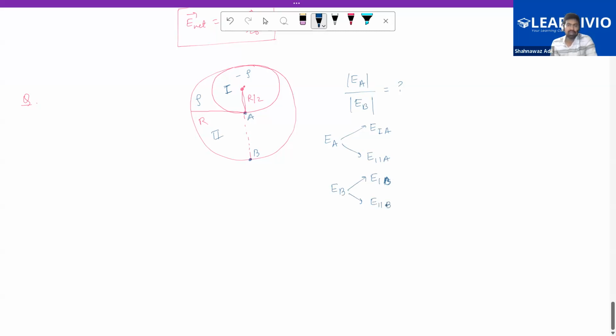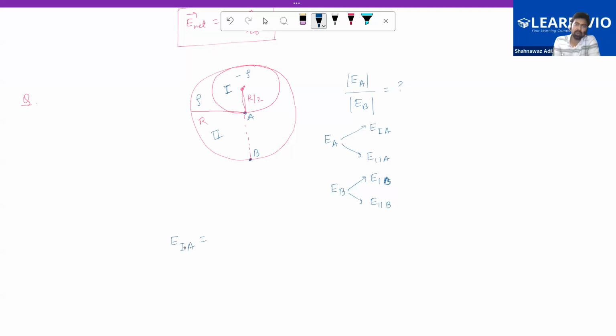So let's individually look at this. How much time do we have? 4 minutes, so we can talk about this question, but in the next class also we'll discuss it. All of these will have 2 contributions, right? So if I talk about E1A, the electric field at A due to this first sphere.